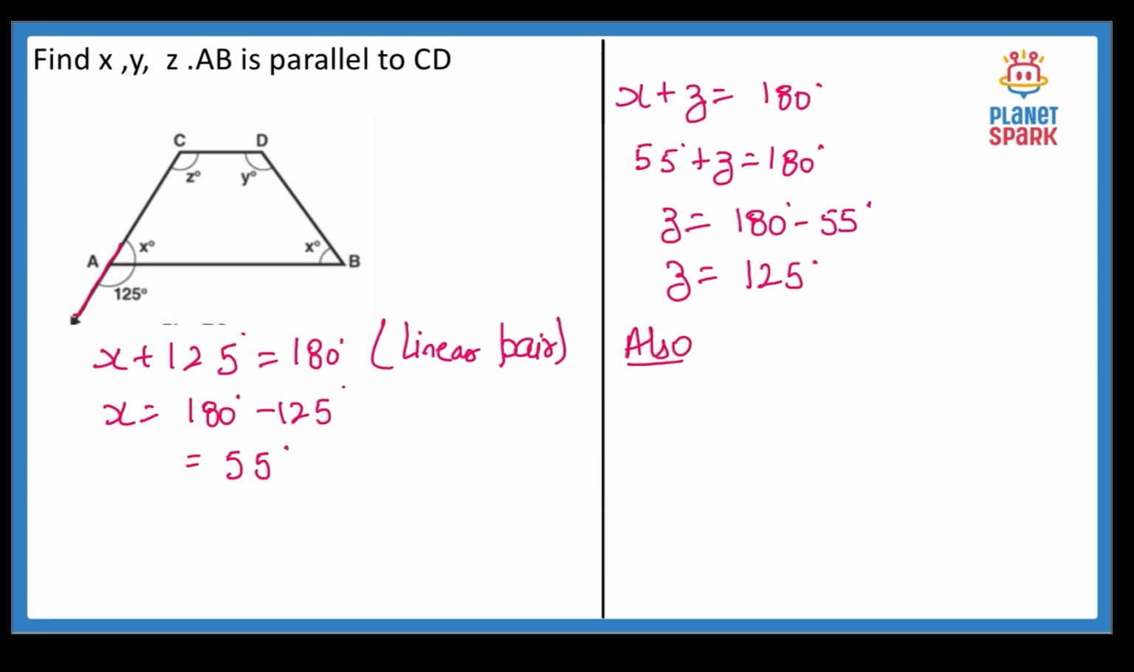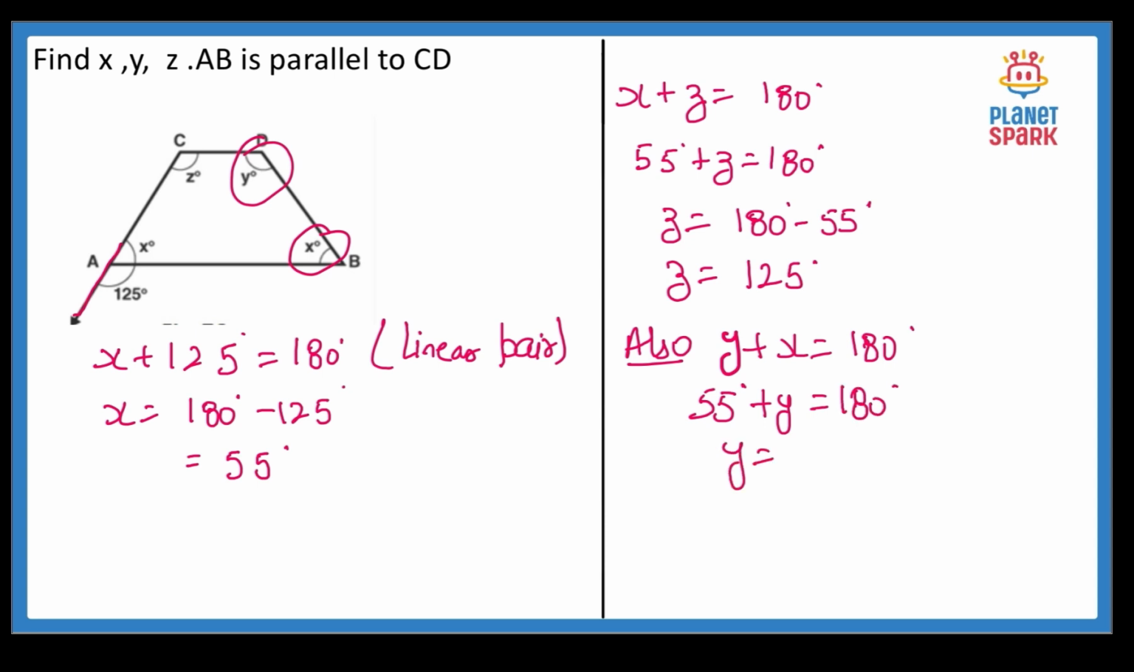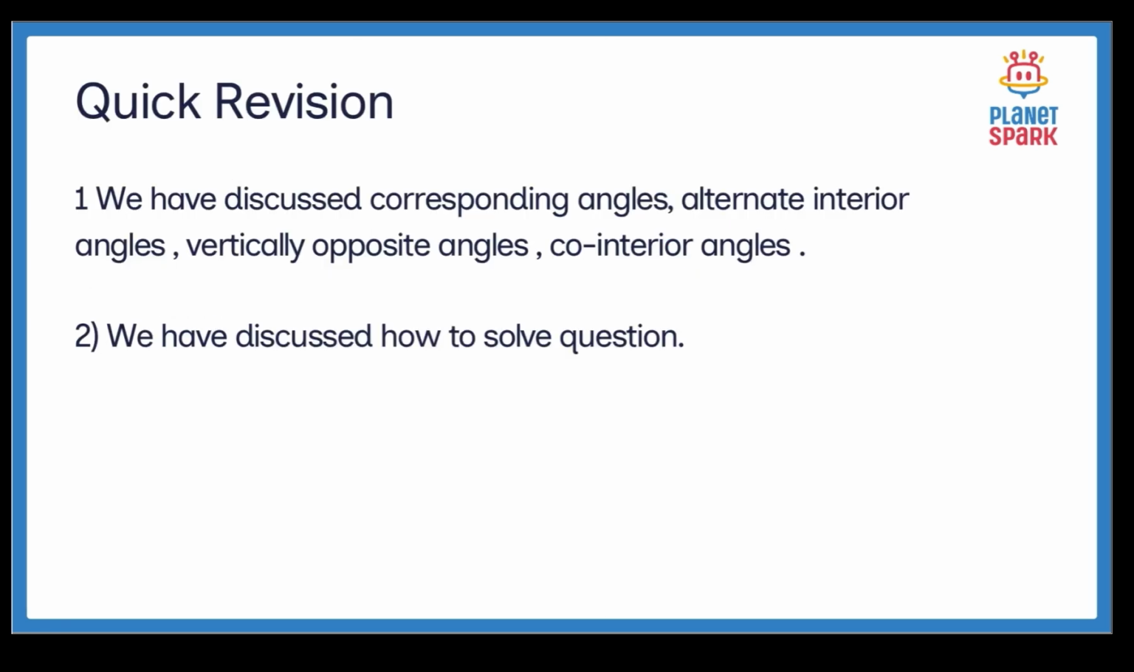Similarly, again, AB is parallel to CD. BD is the transversal. Again, X and Y, they are forming co-interior angles. Co-interior angles are supplementary. So y plus x is 180 degrees. In place of x, we will put 55 degrees. 55 degrees plus y is equal to 180 degrees. Again, y is going to become 180 minus 55, which is 125 degrees. So we have x is 55 degrees, y and z are 125 degrees each. I hope this is clear.